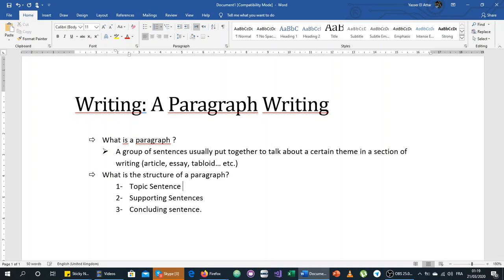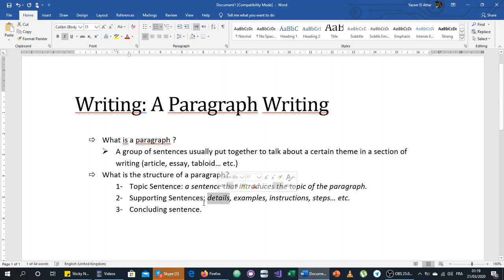What do we mean by the topic sentence? It's a sentence that introduces the topic of the paragraph, so that if you read only this sentence, you will know what the paragraph is going to talk about. The supporting sentences can include details, examples, instructions, steps, and a lot of ways. For example, if we are talking about causes, you can say first this, second this, third this. If we are giving examples, you can say the first example, second example, and so on. Instructions, for example, if you are talking about how to make a Moroccan tagine, you give instructions. Steps or instructions are almost the same thing. The concluding sentence is to close and conclude the paragraph.